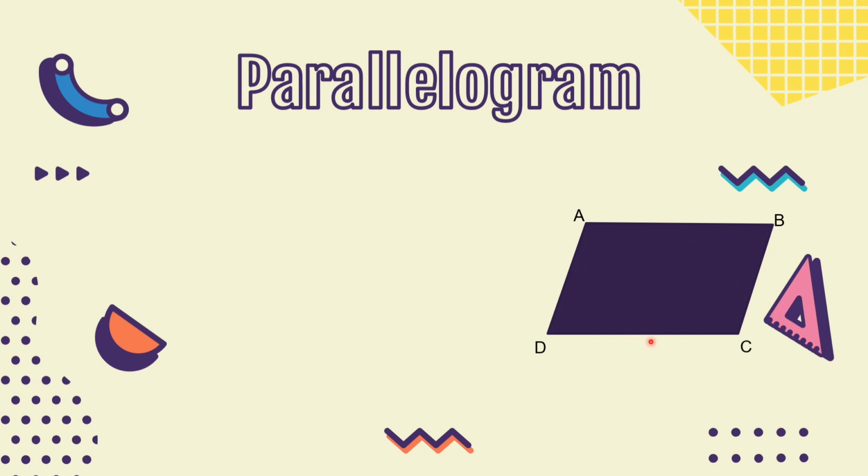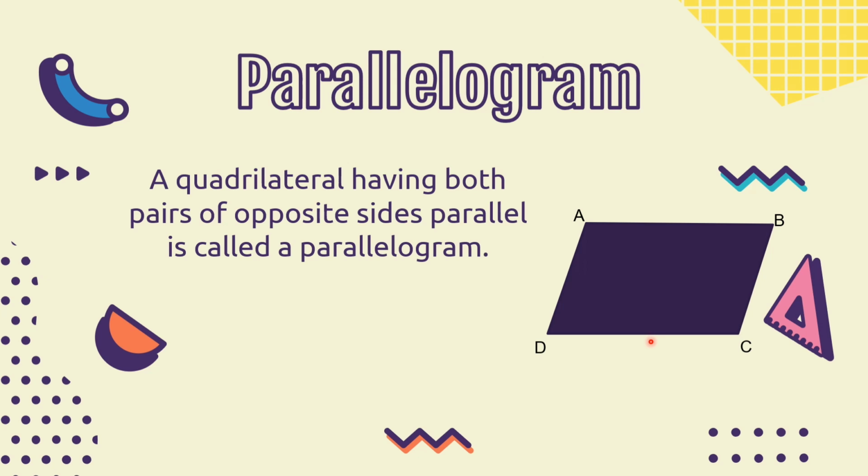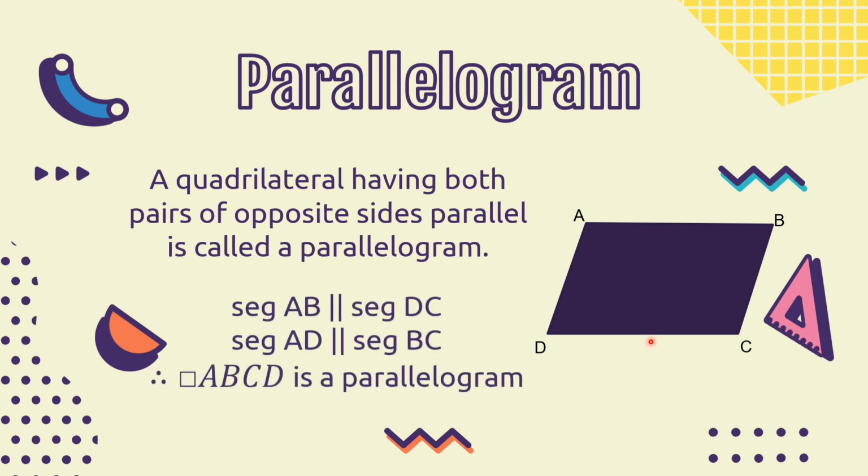Okay. So what is the condition for a quadrilateral to be a parallelogram? A quadrilateral having both pairs of opposite sides parallel is called a parallelogram. In this, AB is parallel to DC and AD is parallel to BC. Therefore, we can say that quadrilateral ABCD is a parallelogram. So for a quadrilateral to be a parallelogram, the pairs of opposite sides should be parallel. Alright? Okay, let us move forward.